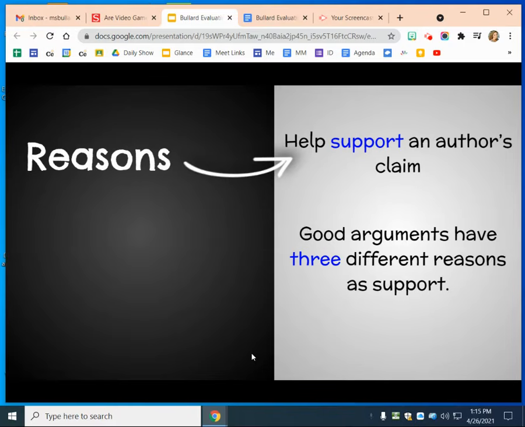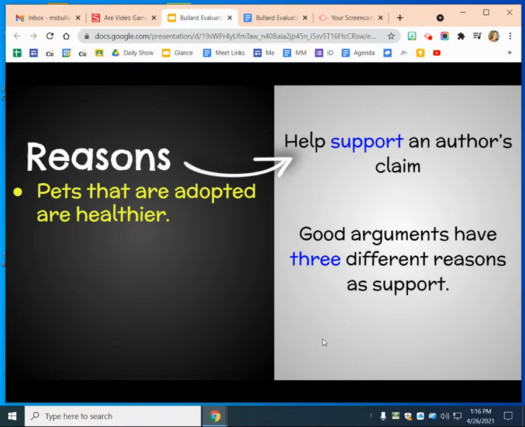And in my opinion, you need to have 3 different reasons to support your claim if you want to have a strong argument. If you have an opinion but you only have 1 reason for it, it's just going to be a weaker argument. If you want a strong argument, you need to have at least 3. 3 is kind of the magic number. And in the article yesterday, there were 3 reasons the author made the claim that pets, dogs in particular, should be adopted. And these are the 3 reasons I want you to put down as example reasons in your notes. The first reason was pets that are adopted are healthier.